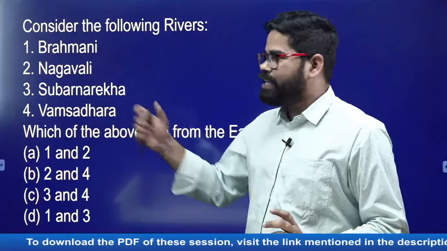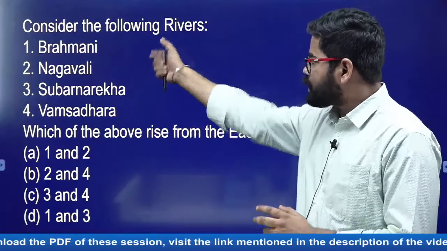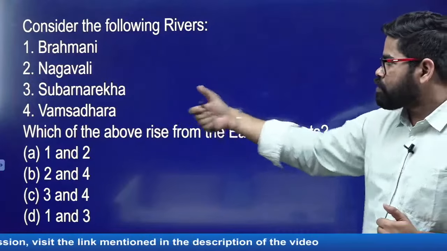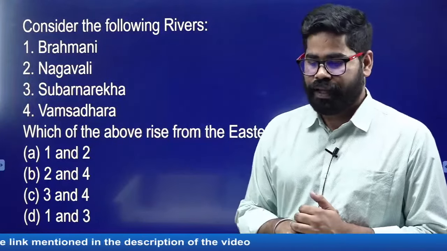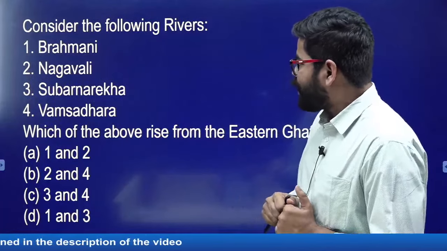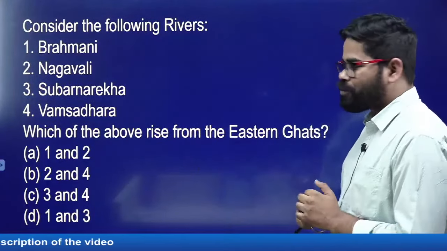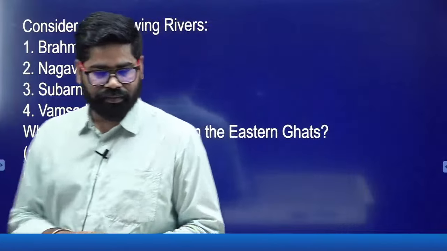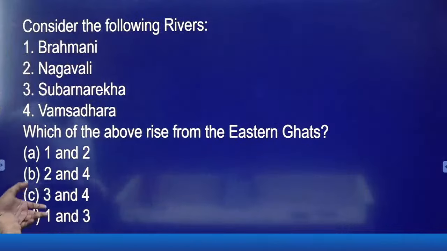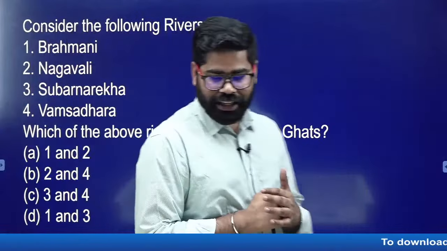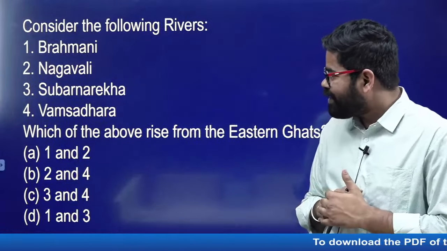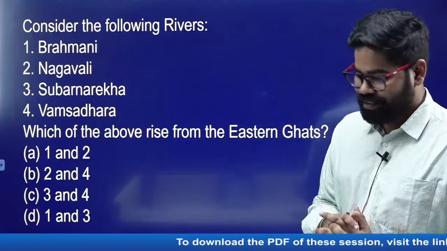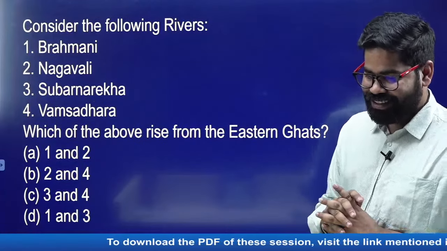Okay, and see here, consider the following rivers: Brahmani, Nagavali, Subarnarekha, and Vamsadhara. Okay, out of this, can you tell me which of the above rise from the Eastern Ghat? Which of the above are rising from Eastern Ghat? I have got one answer as B, that is Nagavali and Vamsadhara. Okay, anyone else?